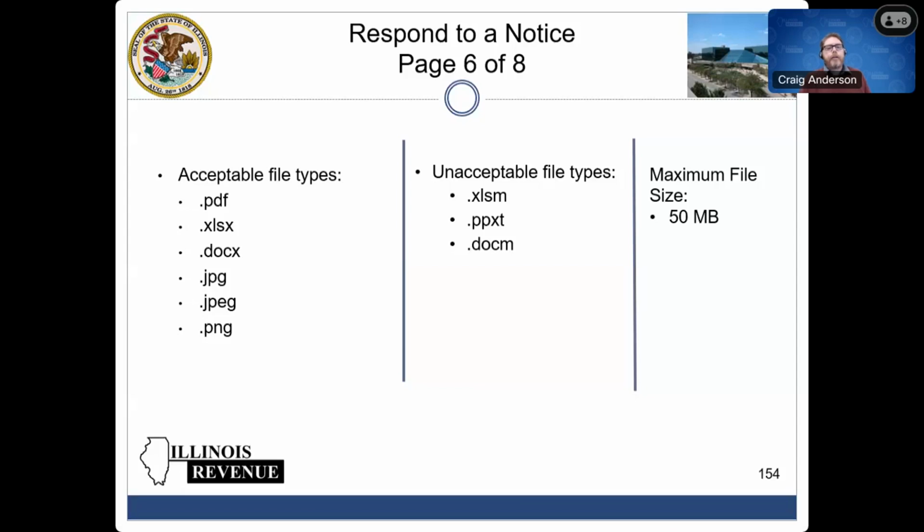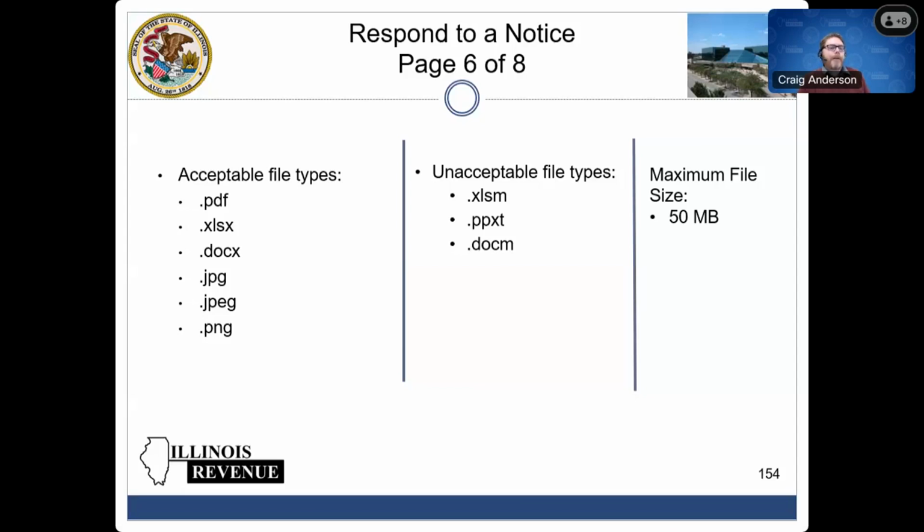There are certain file types that are acceptable and certain ones that we can't accept. The first column there are the ones that we will accept through the program. .pdf, this is a pretty simple one. Most programs have it where you can turn it into a PDF, save it as, or print it as a PDF, and be able to use it. So that's probably the easiest one.